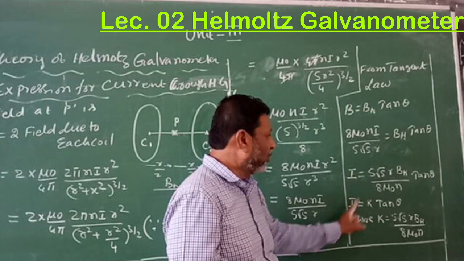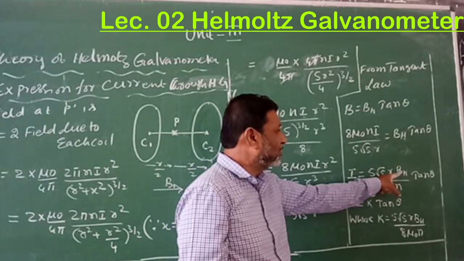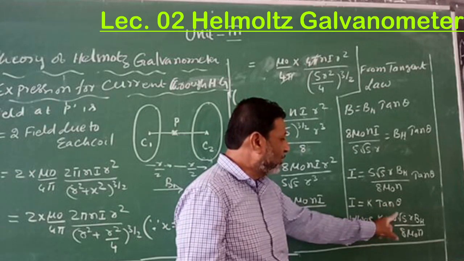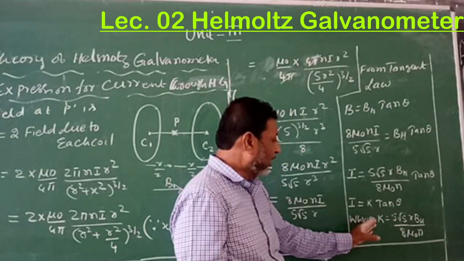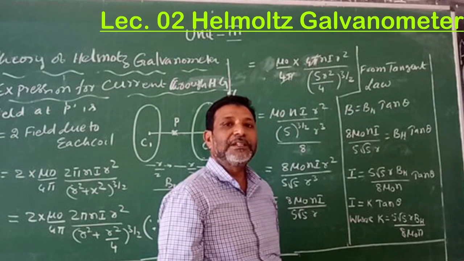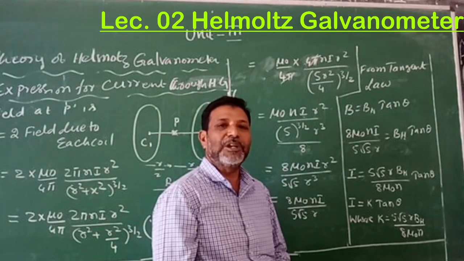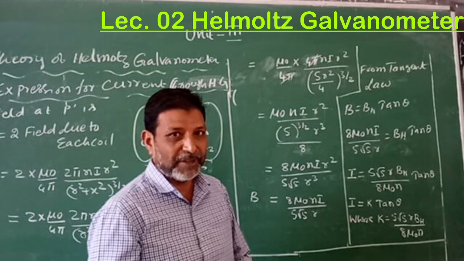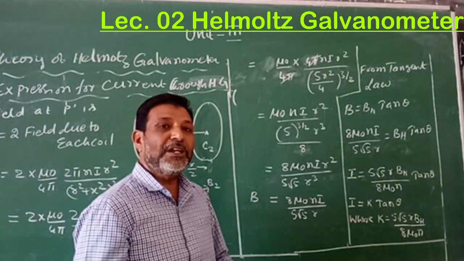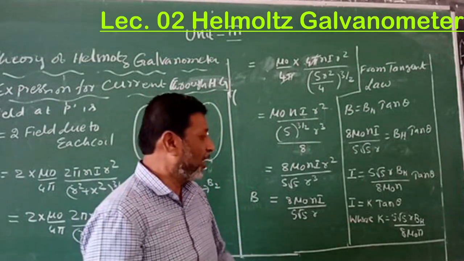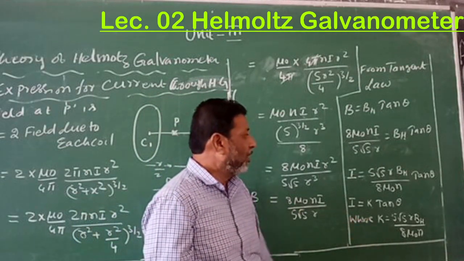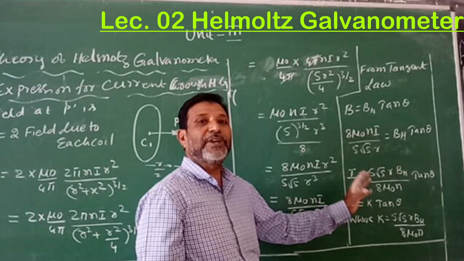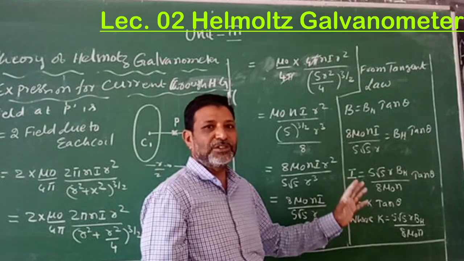Therefore, I is equal to this complete constant, which we write as K, into tan θ, where K is equal to this much. Remember that this constant K is known as the reduction factor of the Helmholtz galvanometer. It is a constant called the reduction factor of Helmholtz galvanometer. Now, by using this formula, we can calculate the amount of current flowing through the Helmholtz galvanometer.